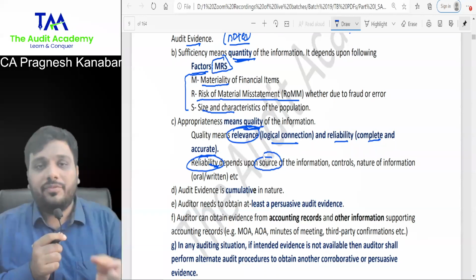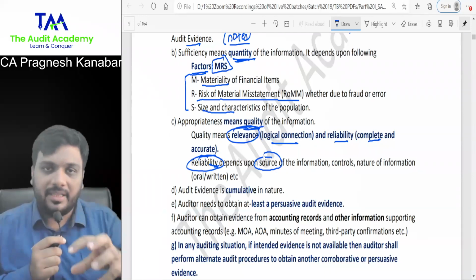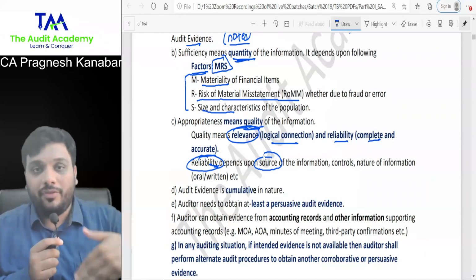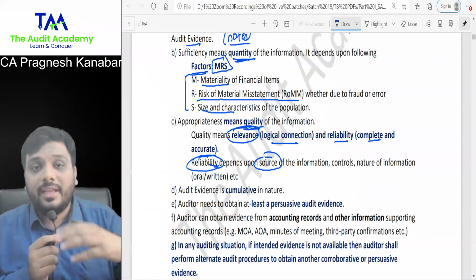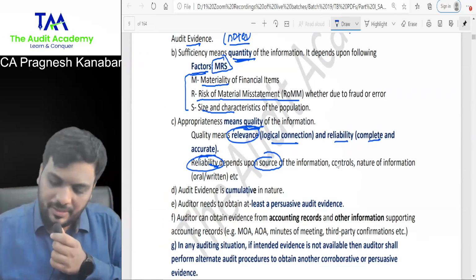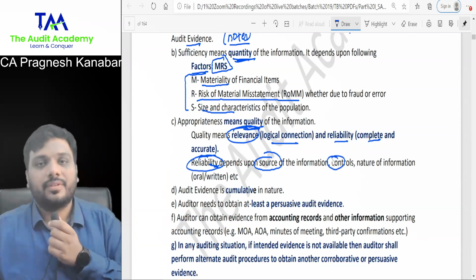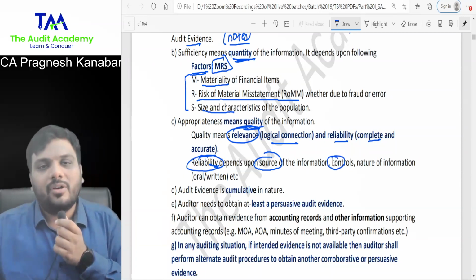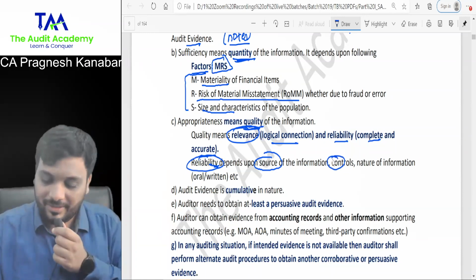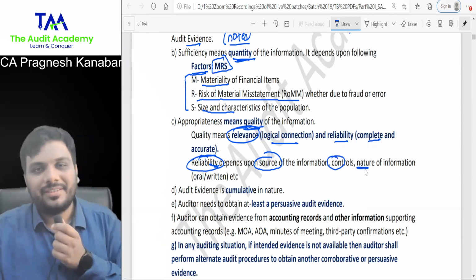Now tell me, if the internal controls implemented by the management, their internal system, if it is strong, if it is effective, then can I say we can rely upon the internal records? Yes or no? Yes, sir. So controls. Then written evidence is reliable or oral evidence? Written evidence, correct. So nature of information, correct.